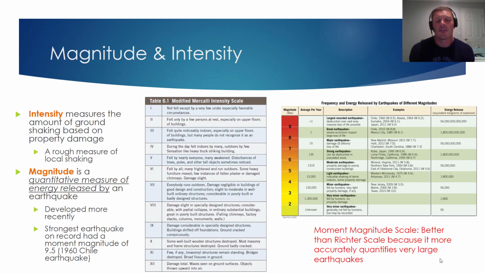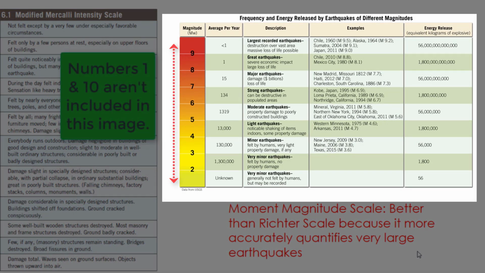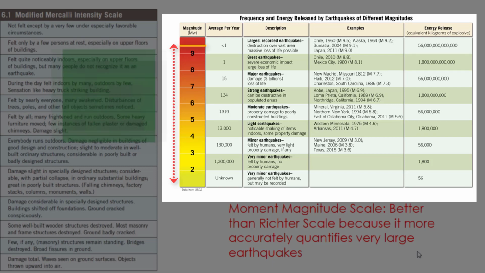The other important concept on this slide is magnitude. And magnitude is a quantitative measure of energy released by an earthquake. You've probably heard of the Richter scale, and the Richter scale was a magnitude measurement scale. However, the Richter scale is outdated and obsolete because the Richter scale was kind of limited in its ability to describe really powerful earthquakes. We now use what's called the moment magnitude scale when we quantify earthquake magnitude. As shown on this image, the scale can run from 2 up to 9, and the strongest earthquake ever recorded measured a 9.5 on this scale, and that was the 1960 Chile earthquake.